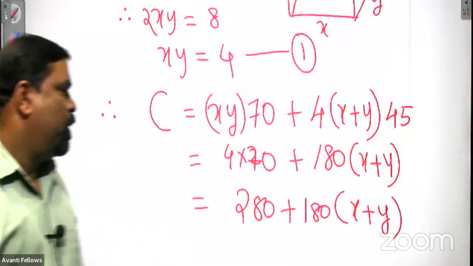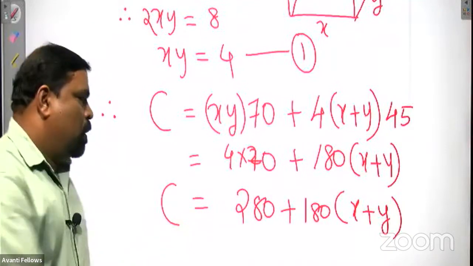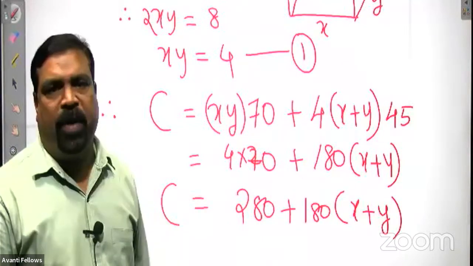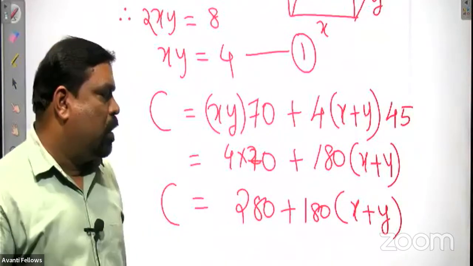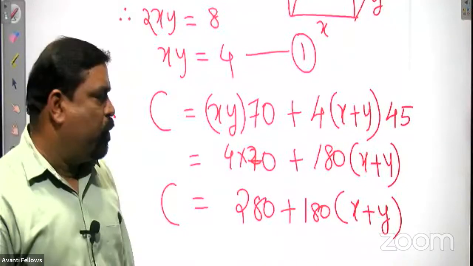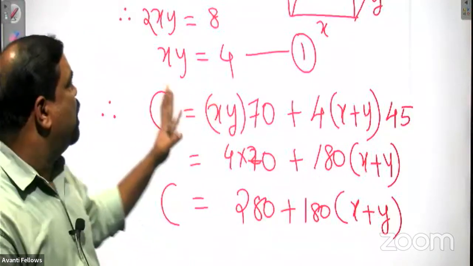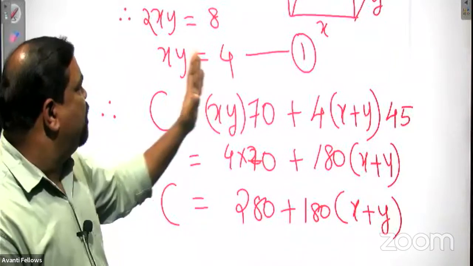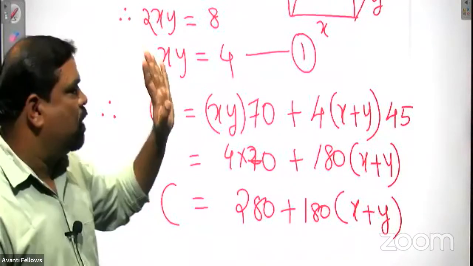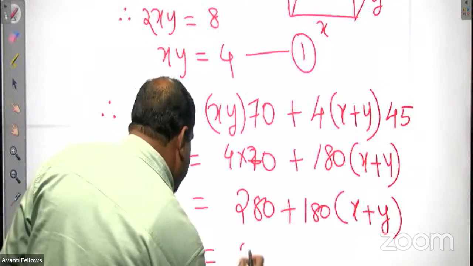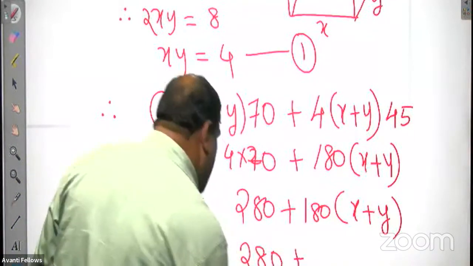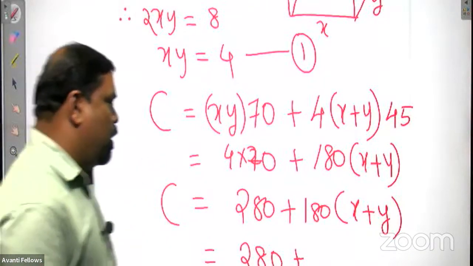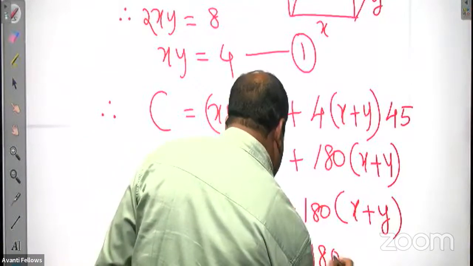Now you can see the cost function, but there are two variables, x and y. So we have to express it in one of the variables. For that, we have a relation x into y is equal to 4. So either we can change y equal to 4 by x, or we can write x equal to 4 by y. Sometimes in the question itself, it may be asked to express the cost in terms of x or in terms of y. So here you can convert in any variable.